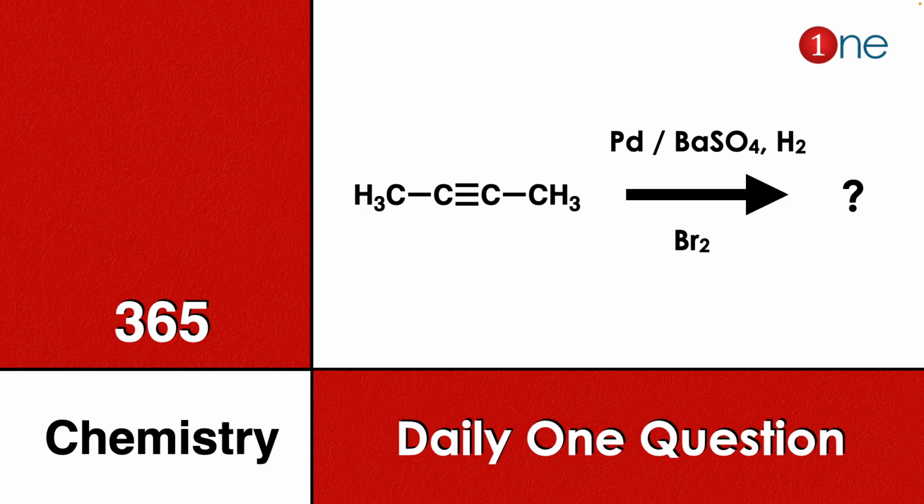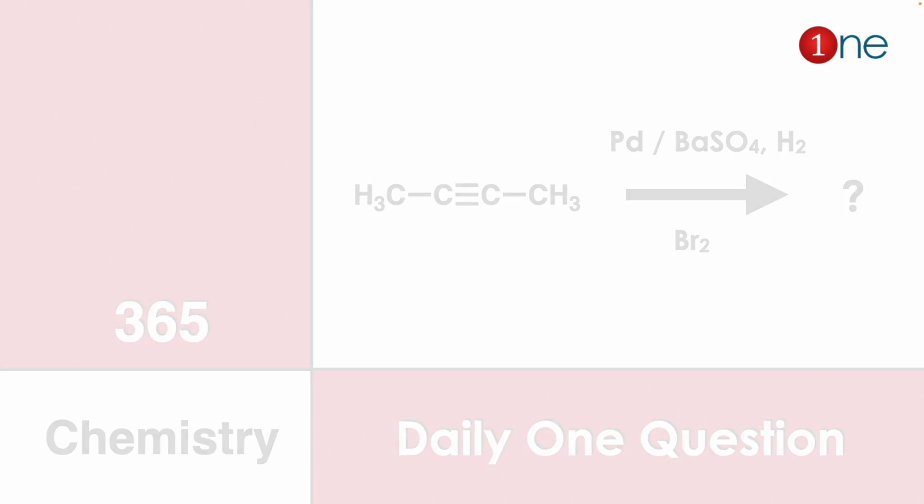Here 2-butyne is given. You are reacting it with palladium and barium sulfate and hydrogen. Then you are reacting with bromine. You have to find what will be the final product.